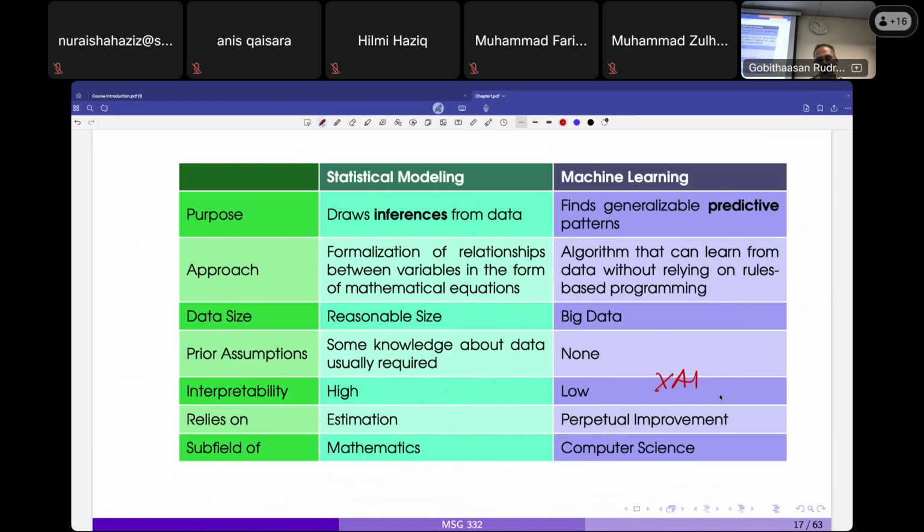Statistics is a subfield of mathematics, and machine learning, they put it as a subfield of computer science. I don't really agree with it, but I believe mathematics is the main thing for machine learning, right? Okay, so you will see as we go through this course.